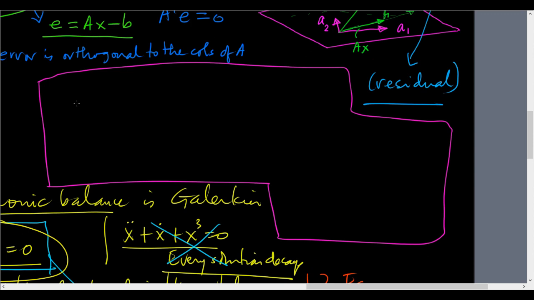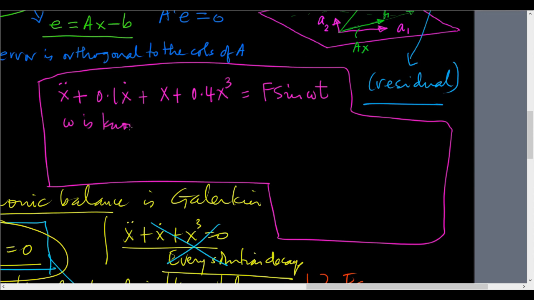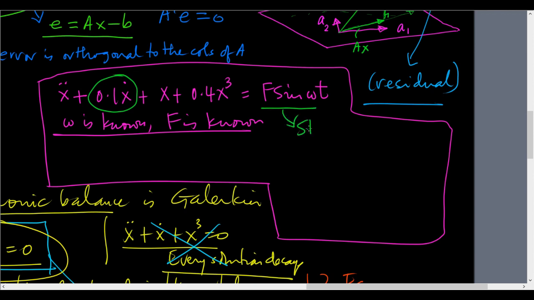So for example, if I have x double dot plus, let us say, 0.1 x dot, now this is damped, plus x plus 0.4 x cube equals f sine omega t. Omega is known, f is known. Now this has damping, so there will be some transient. Initial condition effects will eventually disappear. This will lead to a steady state solution.